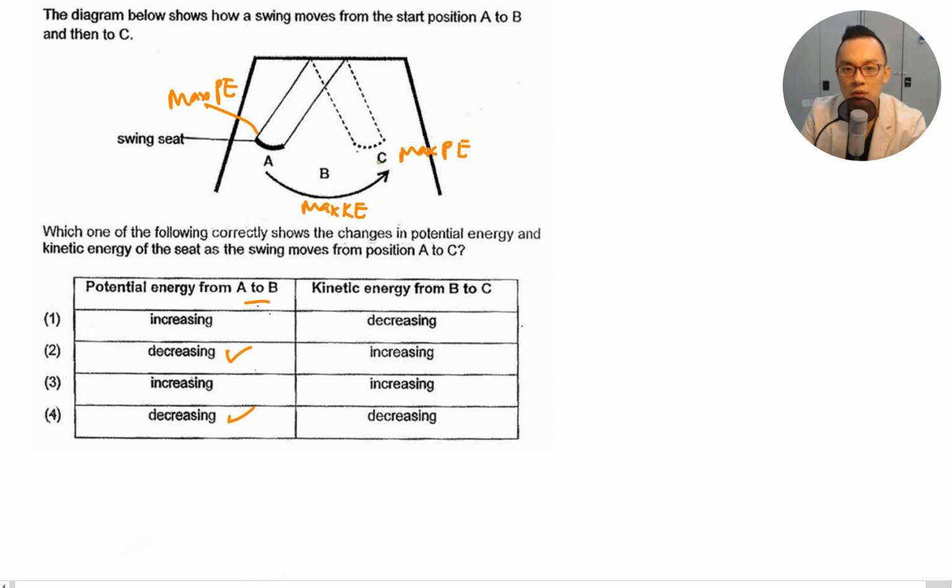Kinetic energy from B to C: kinetic energy is maximum at B and 0 at C, so it is also decreasing. Alright, so the answer is number 4. Again, I explain again. This is maximum PE, and over here it is minimum PE, so from maximum to minimum, it is a decrease. Maximum KE, over here is minimum KE. Therefore, from maximum to minimum, also a decrease. So this is a decrease.